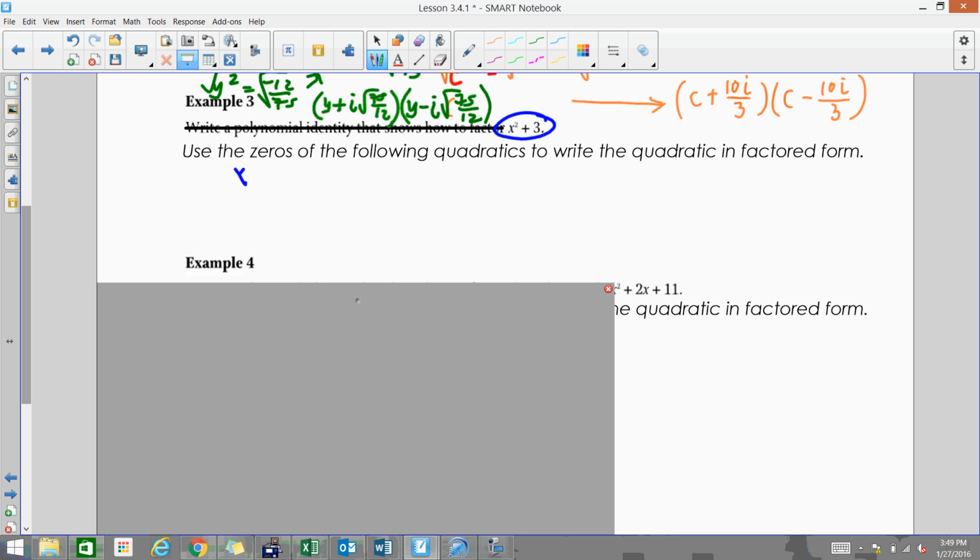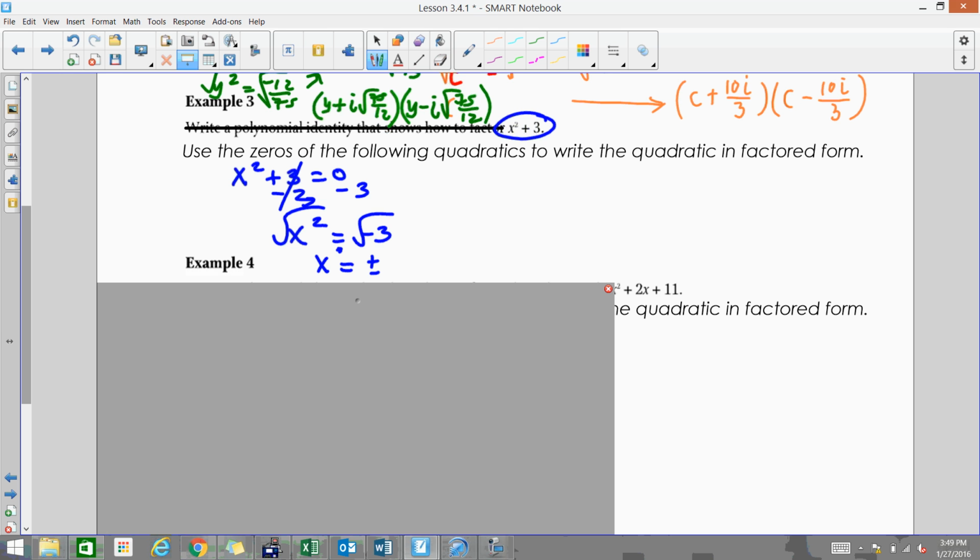So we have to find the zero. So we're going to go x squared plus 3 equals 0. We're going to set this thing equal to 0, and we're going to find our x-intercepts by subtracting 3. So we get x squared equals negative 3, and then we take the square root, and you're going to get x equals plus or minus.